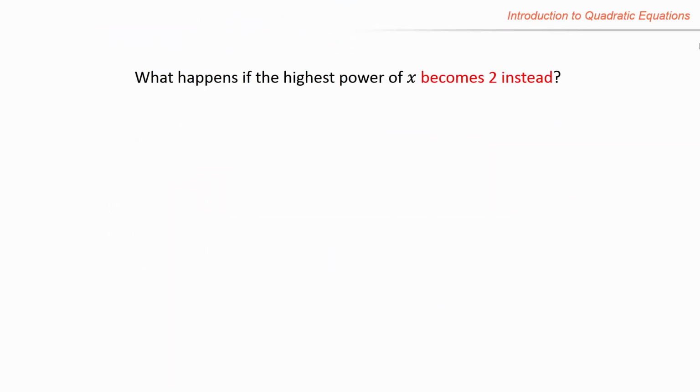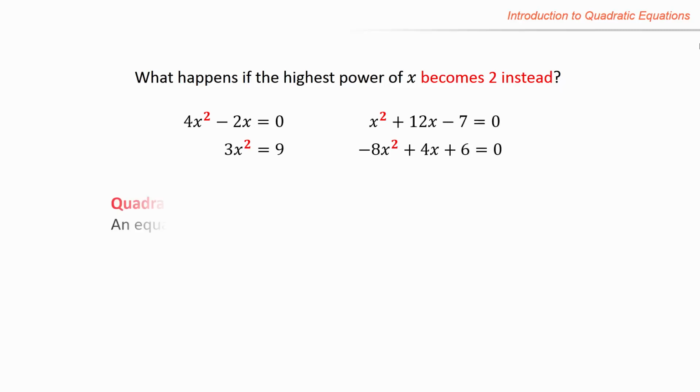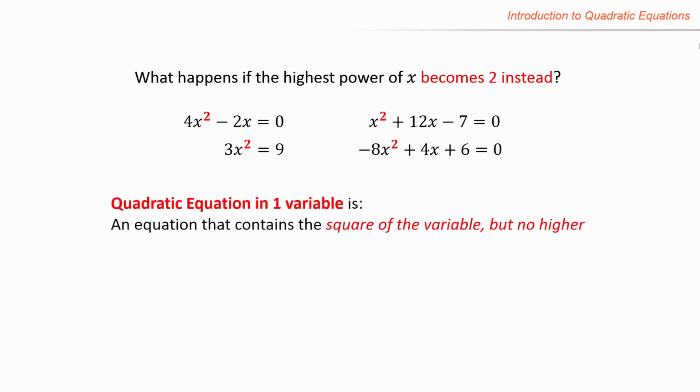What will happen if the highest power in x in the equation becomes 2 instead? We will end up with equations like these. These are what we call quadratic equations in one variable, which is defined as an equation that contains the square of the variable, but no higher. It also has another name, which is equation of the second degree.